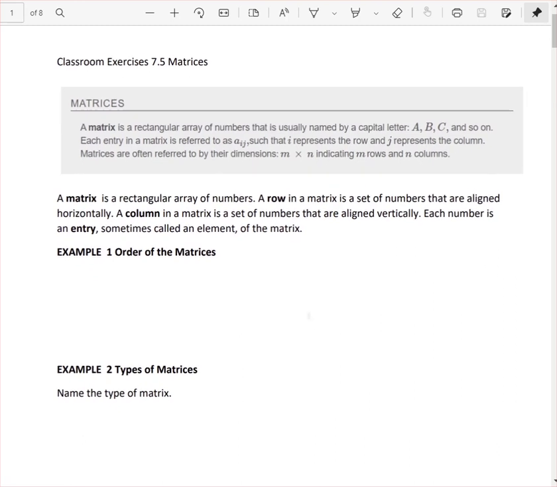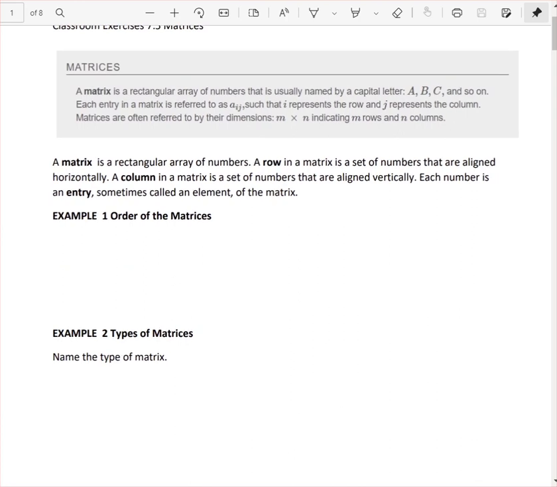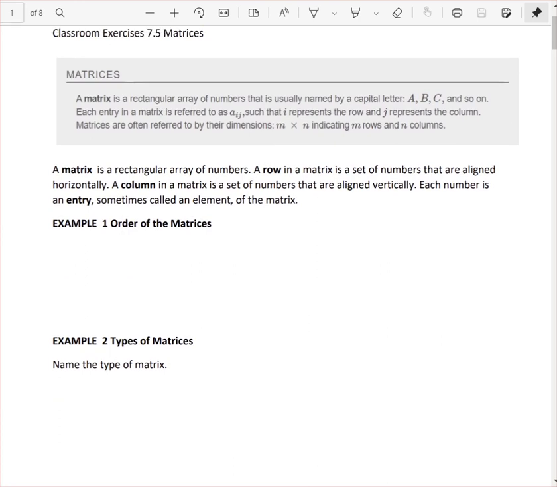So a matrix is just a collection of numbers that has columns and rows. So let's talk about the order of a matrix first. The order is kind of like the size, is row by columns. So if you see, let's say, the order of a matrix to be 3 by 4, that means it has 3 rows and 4 columns.